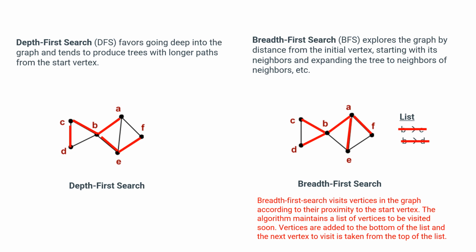So anyway, changing just that, here's what we could say is our process that we've been going through on the breadth first search. Breadth first search visits vertices in the graph according to the proximity to the start vertex, which is vertex A. The algorithm maintains a list of vertices to be visited soon. Vertices are added to the bottom of the list, and the next vertex to visit is taken from the top of the list. So that's kind of what we've been doing.